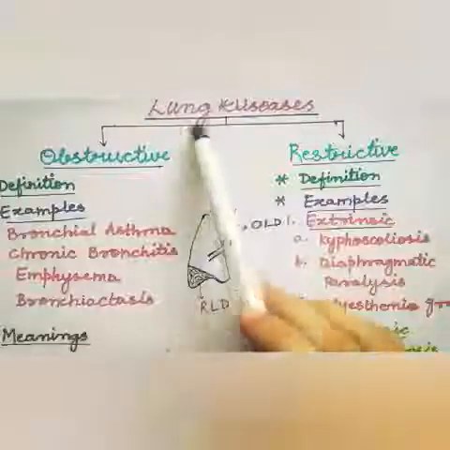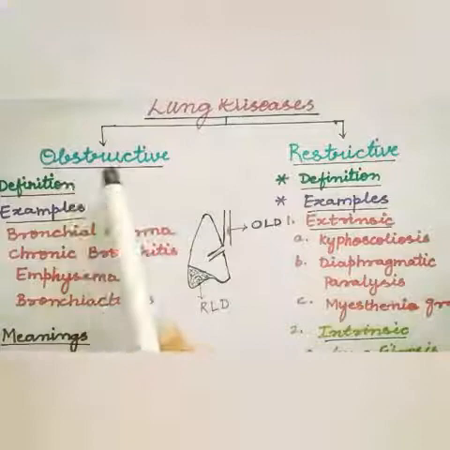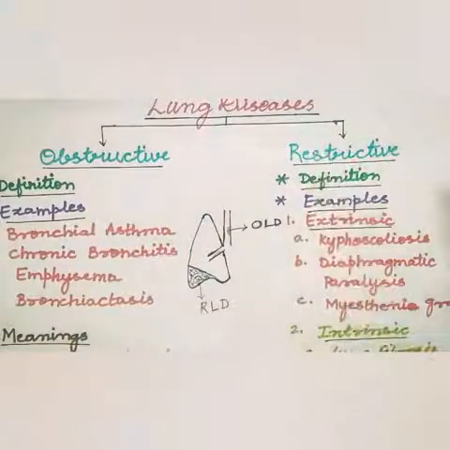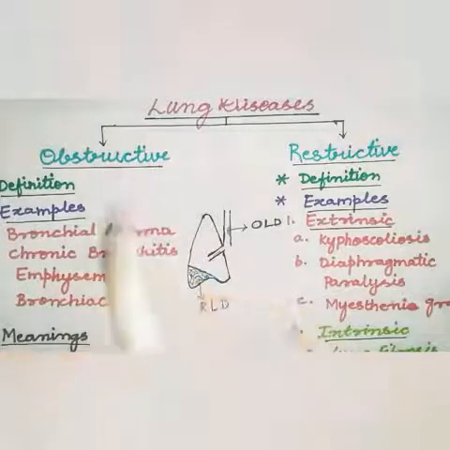Talk about lung diseases. Lung diseases are classified into obstructive lung disease and restrictive lung disease. Obstructive means causing a blockage. Restrictive means limitation. Before going to the definition, I will tell you 4 simple things to remember in order to understand the concepts better. So firstly, what is the structure affected in obstructive lung disease?